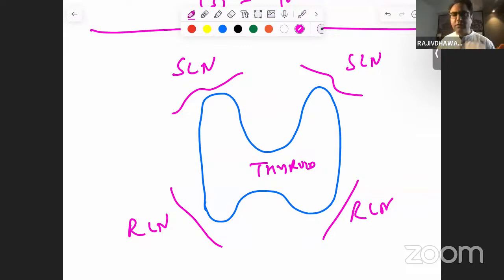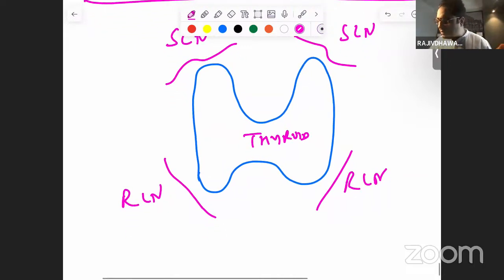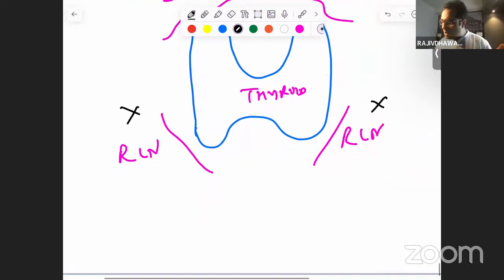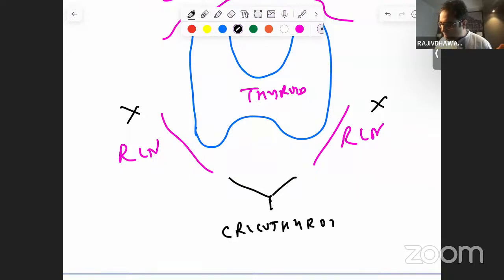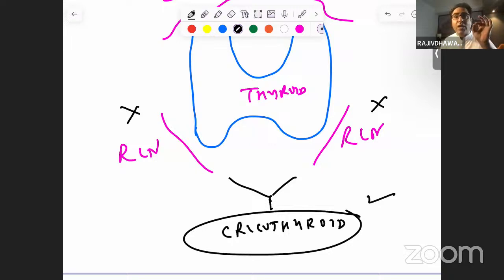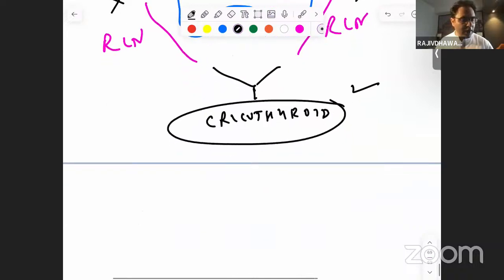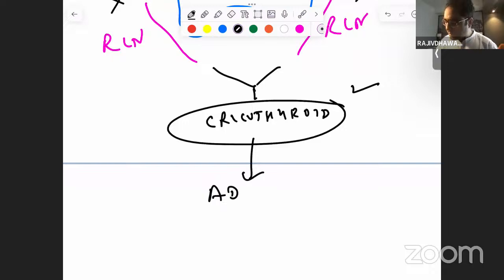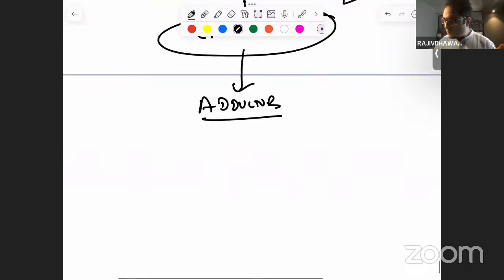Now, two questions let's discuss, beta. If the surgeon damages both RLNs during thyroid surgery, the only muscle left is cricothyroid, because all muscles are supplied by the recurrent laryngeal nerve except cricothyroid, which is supplied by the external branch of the superior laryngeal nerve. Only one muscle left, beta. Put an arrow at cricothyroid. And this is an adductor muscle, so both vocal cords come to the closed position.